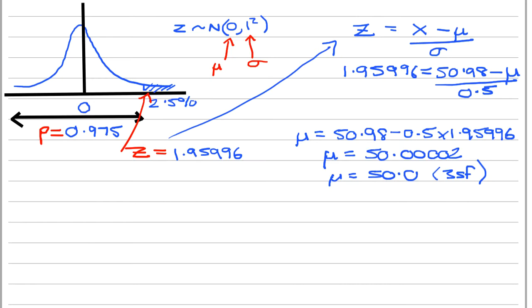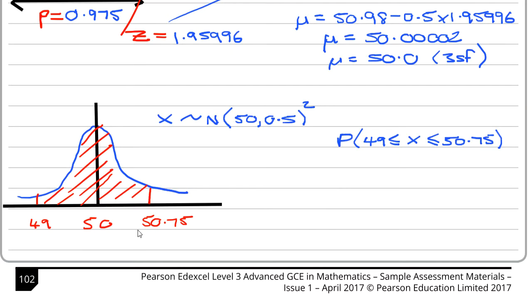What we need to do then is use that to find our probability. So I've set up another normal distribution curve here to explain what's going on. We were given in the question that strips that were less than 49 or greater than 50.75 had to be rejected. So those inside that area are the ones we want to be accepted. Use the normal CD with a lower of 49, an upper of 50.75, a mu of 50 and a sigma of 0.5 to find the probability that it's inside that area there.